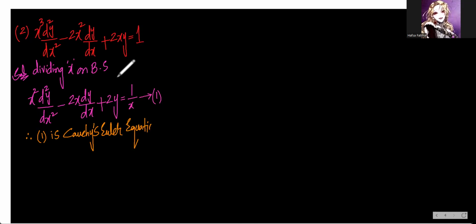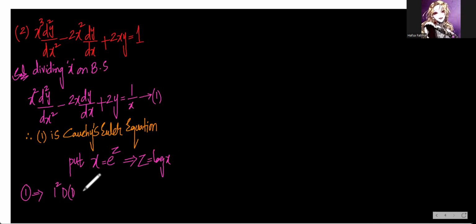After that, immediately we have to write the procedure. What is the procedure? Put, once it is confirmed that I can replace x with e power z. And that implies that our value of z is equal to log x. Now this equation number 1 will be reduced to, according to the procedure, x square d square y by dx square can be written as 1 square d into d minus 1 into y.